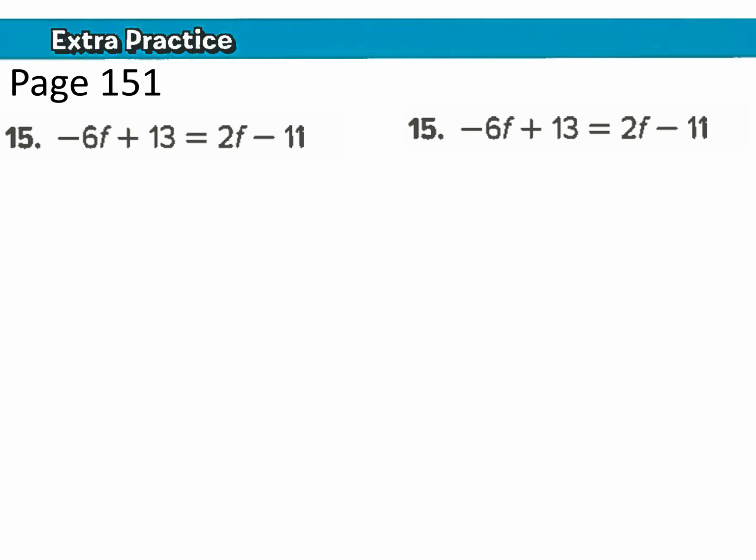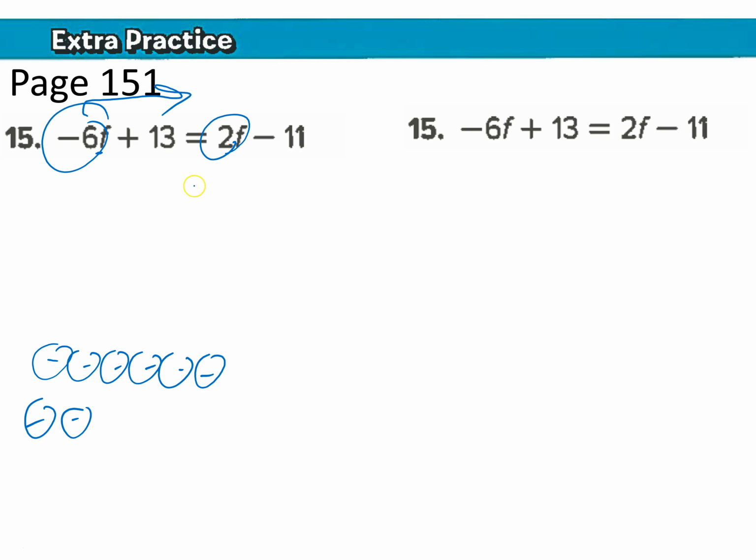Okay, here's page 151. Now this was a little bit tricky. If I move this one over here, I know I'm going to have negative 6 and negative 2. It's going to give me a negative number. I don't want negative with my variable. So I'm going to move this one to this side. That's going to give me 2f plus 6. And this one goes on this side. It becomes a plus 11. So I have 13 plus 11.